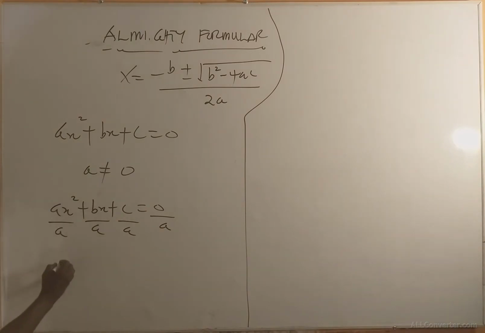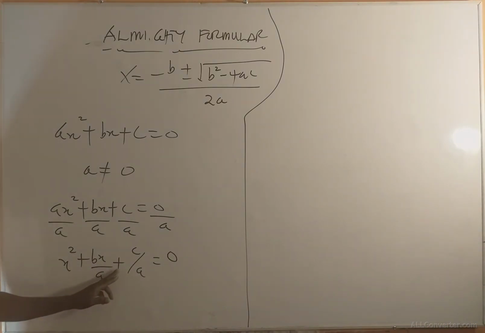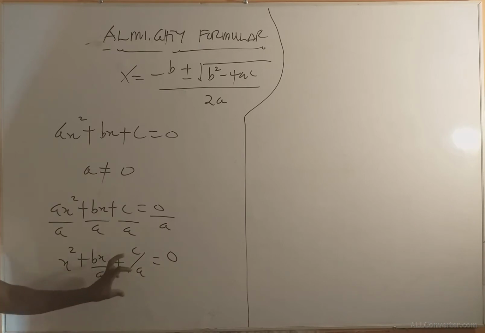Now, ax squared divided by a will give us x squared because the a will be gone. Then we have bx over a here, then plus c over a here. Don't forget that 0 over a will still be 0. When we are done with this, we now take the constant to the other side. When we take plus c over a to the other side, we minus c over a, or we can say we are subtracting c over a from both sides.